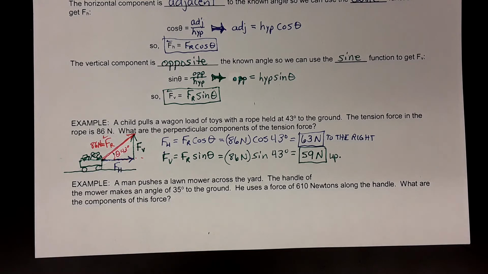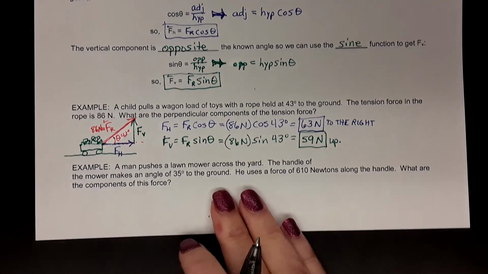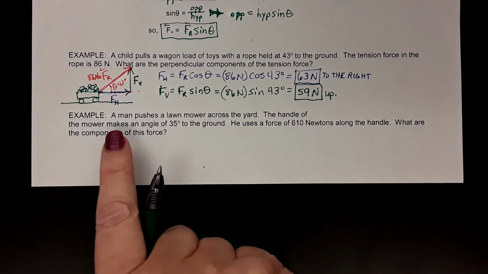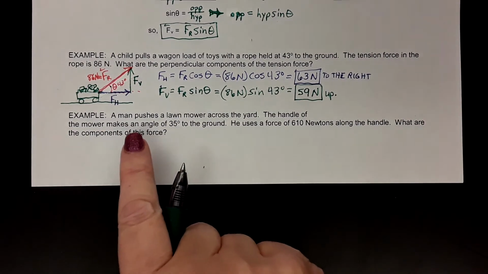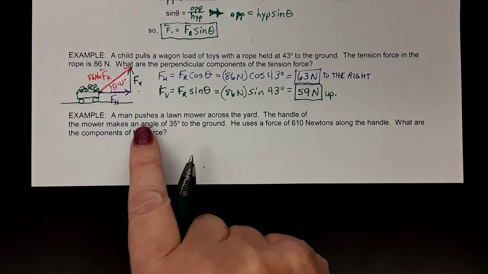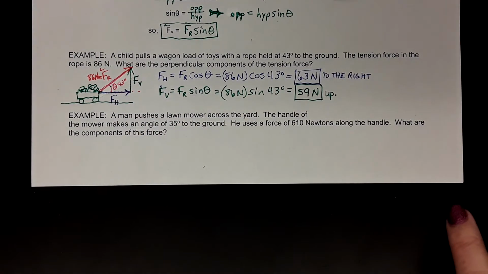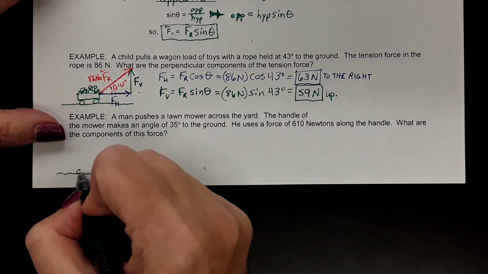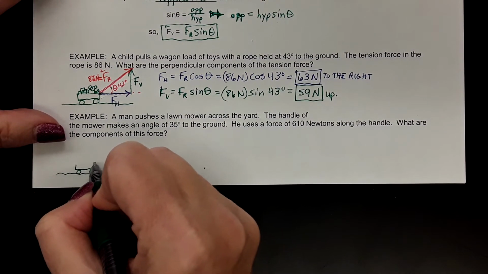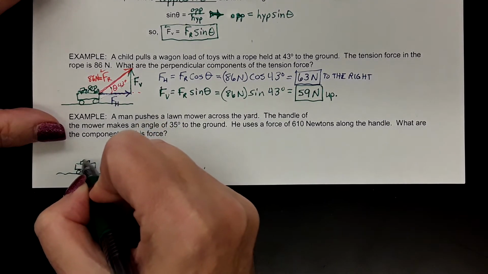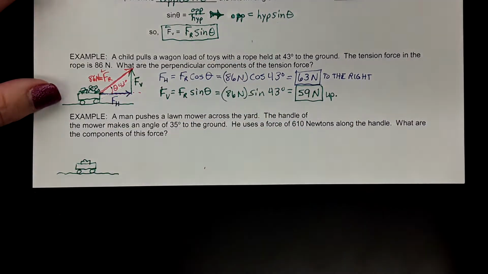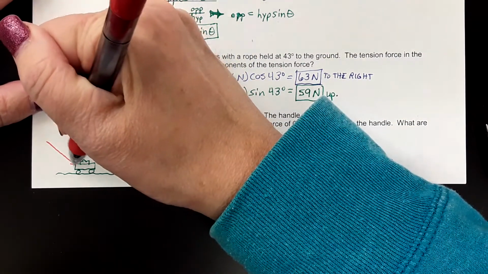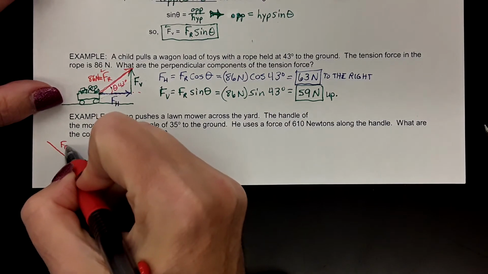Okay? Now, it's going to be a little different for the next one. Look at this. It says a man pushes a lawnmower across a yard. Now look, he's pushing, not pulling. Pushing is a little bit different from pulling. It really is. Let's take a look. Okay? So, if I draw a little picture here, here's my lawnmower. Okay? Yes, thank you. I know I can draw. All right. Now, we're pushing along the handle. So there's our resultant force.